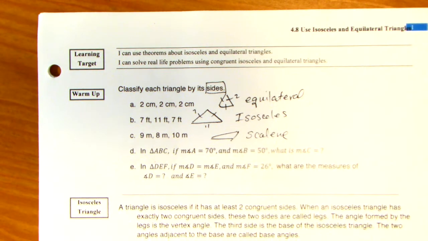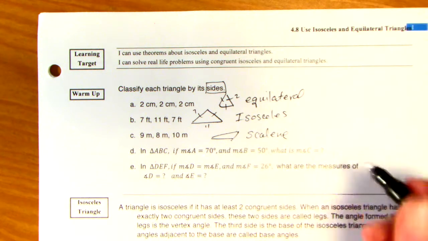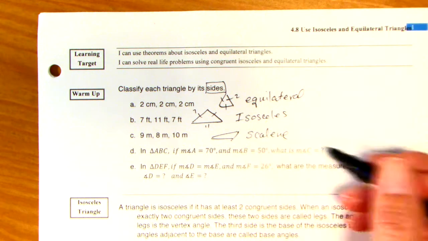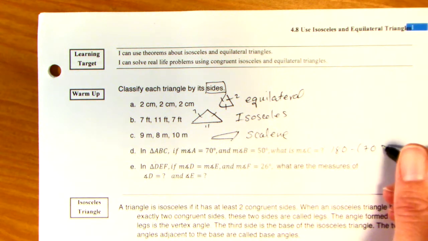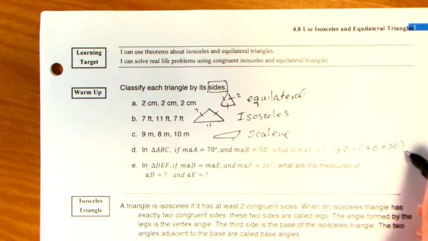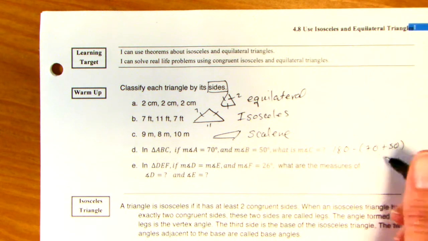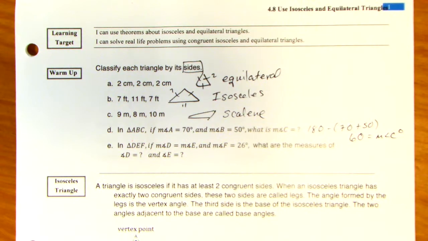Now, how about D? In triangle ABC, if the measure of angle A is 70 and B is 50, what is the measure of angle C? Remember, all three angles add up to 180. So 180 minus 70 plus 50. 70 plus 50 is 120. Take 120 away from 180, you get 60, and that is the measure of angle C. All right, can you see it over there?